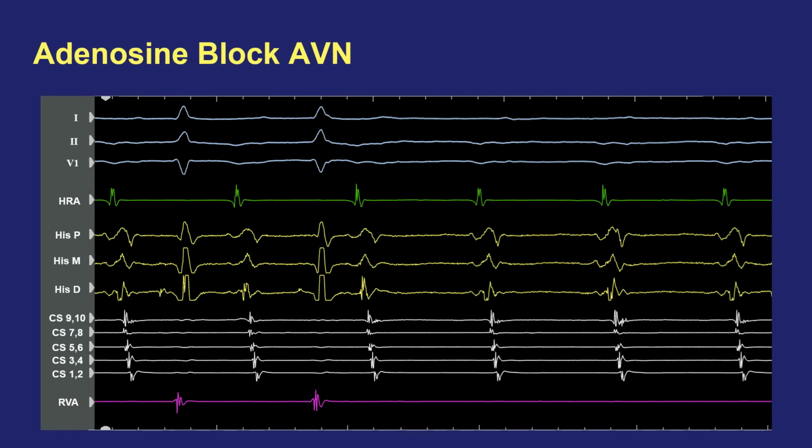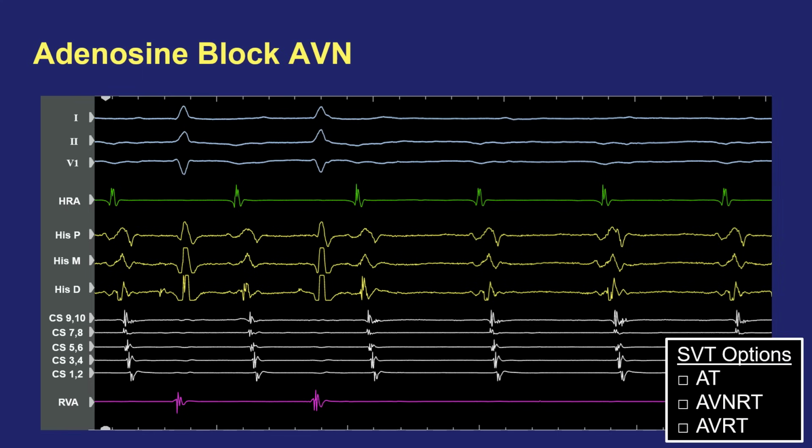Here's a tachycardia where adenosine was given. The tachycardia did not stop, as you can see, from ongoing atrial events, but the ventricular events disappeared. And again, thinking about which of the tachycardias can continue in the setting of complete block of the AV node, actually only one of the 3. This would make the diagnosis.